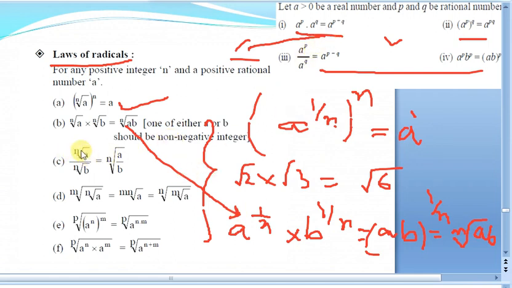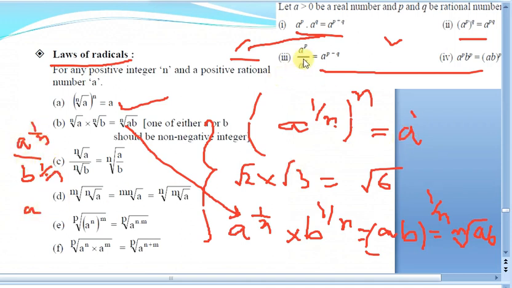The same thing applies whenever the order is same in the numerator and denominator. Order means here, if a cube root is there in the numerator and the same cube root is in the denominator, we can write it like this. Suppose it is nth root, then we write it as a power 1 by n by b power 1 by n. So nth roots we write as 1 by n. That's it. Now see, here the power is same. Why can't we write it as a by b whole power n?